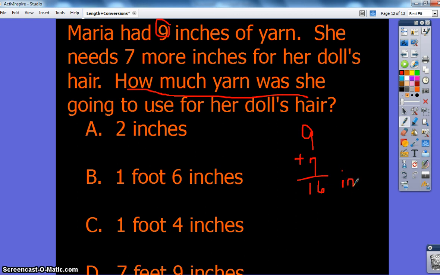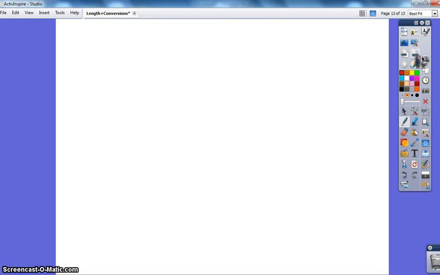of yarn. But I don't see that answer choice over there. But I know that there's 12 inches in a foot, so if I take out 12 inches, which is the same thing as a foot, then I have 4 inches left over. So I took out 1 foot and 4 inches. C is the answer. Okay, that's it. If you need to repeat, go back and do it again.